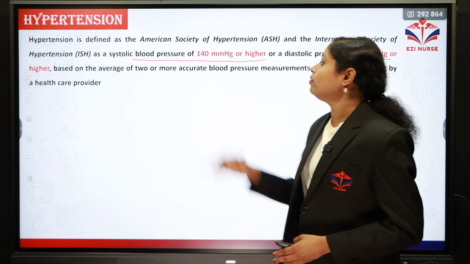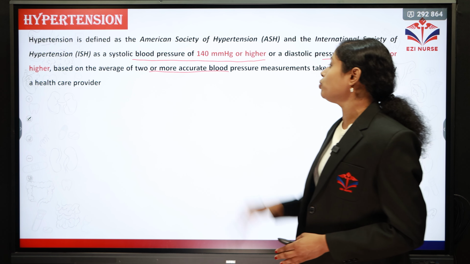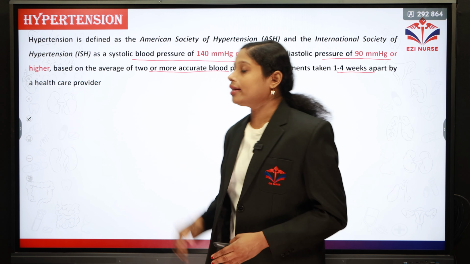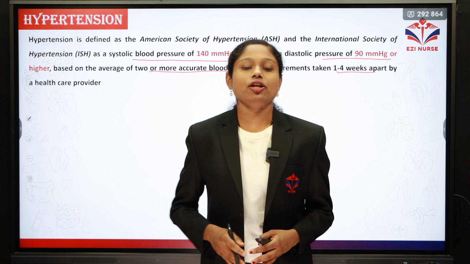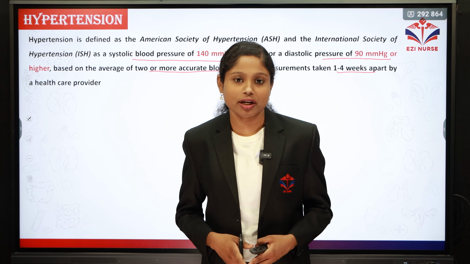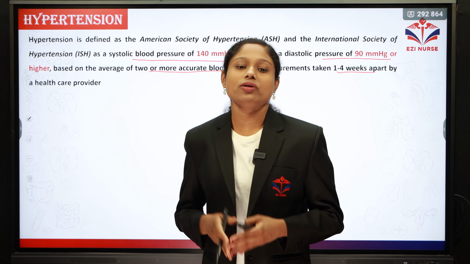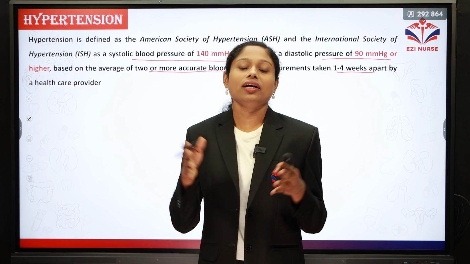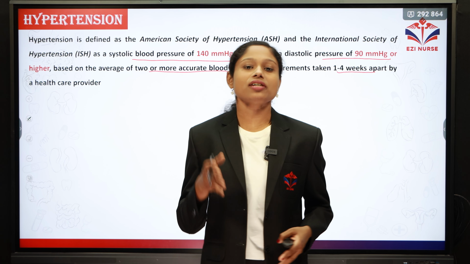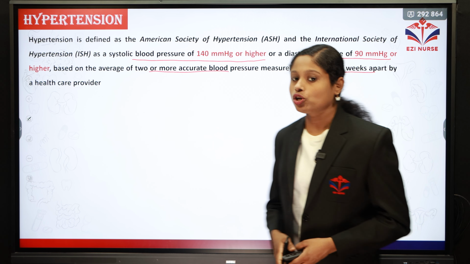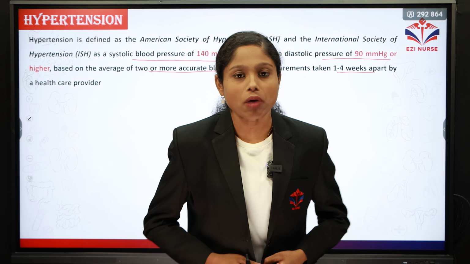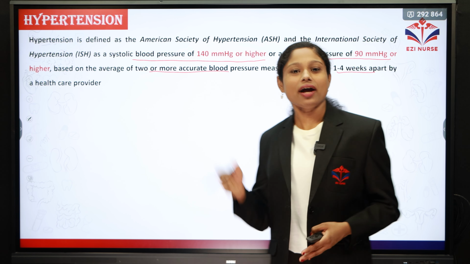This is based on the average of 2 or more accurate blood pressure measurements taken 1 to 4 weeks apart by the healthcare provider. So, the first time when you are checking your BP, if it is more than 140/90, that does not indicate that you have hypertension. When that person is checking continuously, at 1 to 4 week gaps, and the blood pressure is more than 140/90, then it is considered as hypertension. So, this is the definition of hypertension. The definition of hypertension also will be asked for 2 marks. So, don't forget the definition of hypertension.